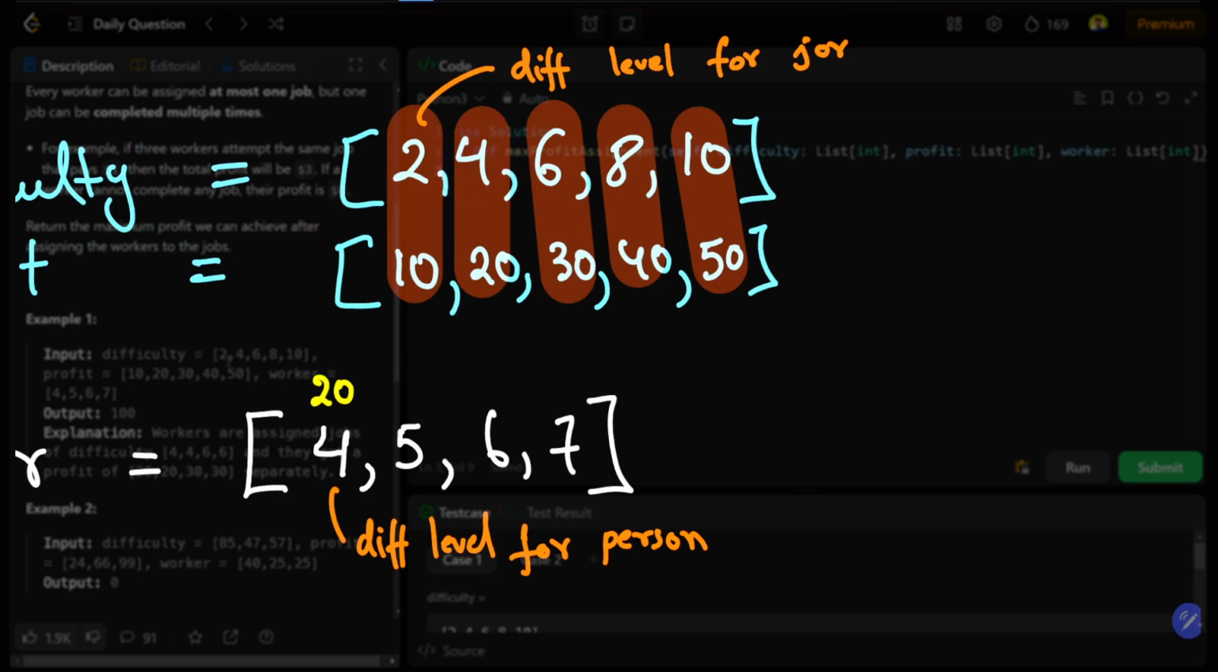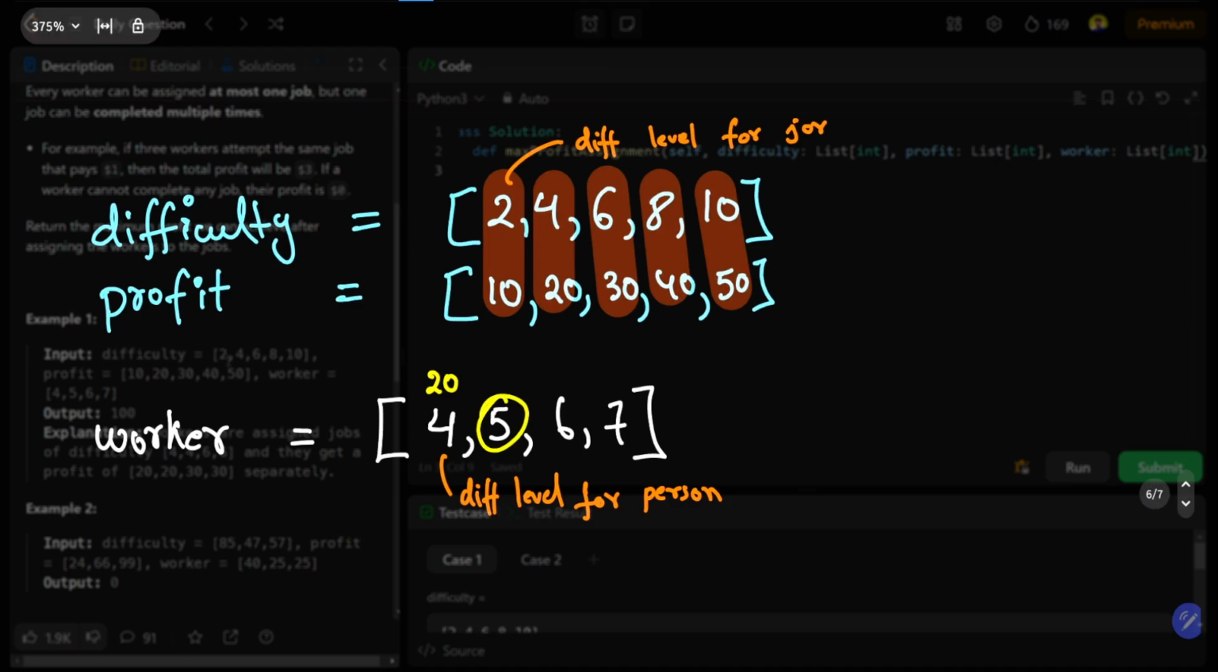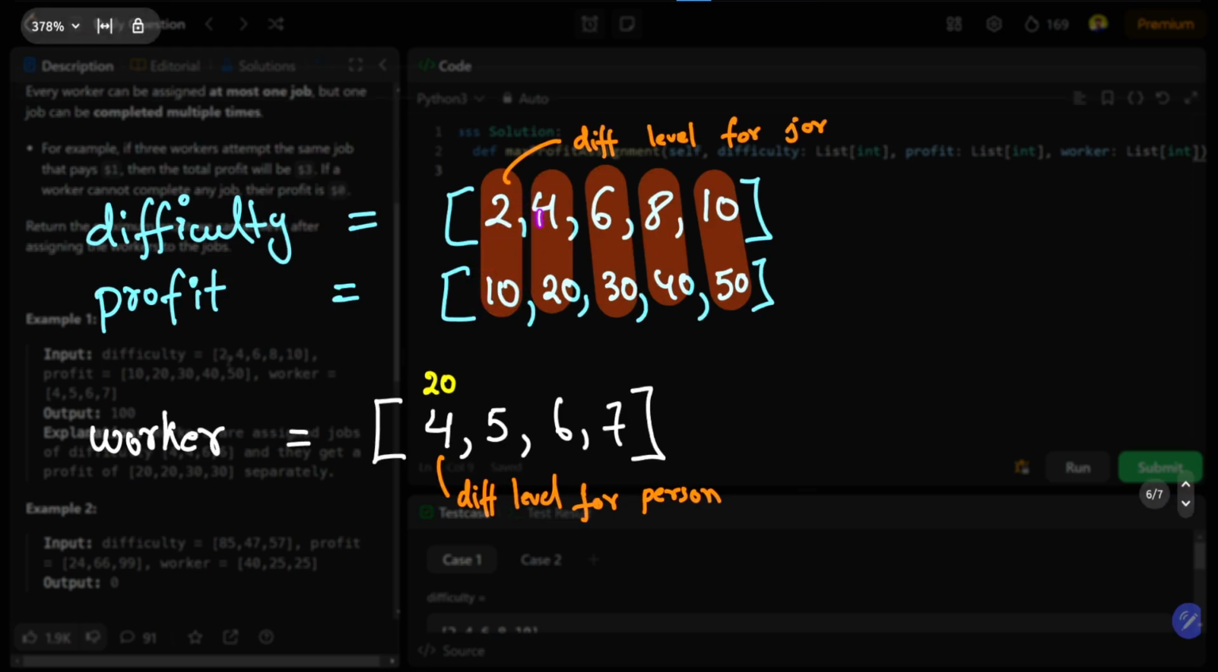Now, if I say this person has difficulty level 5, I'll say, okay, I can do this job, I can do this job, but I cannot do this job. So if I do this job, my profit will be 10. If I do this job, my profit will be 20. Similarly, this person will do a job with profit 20.